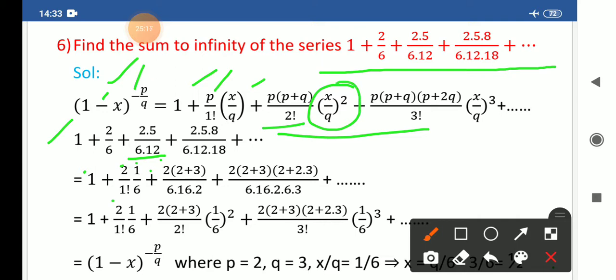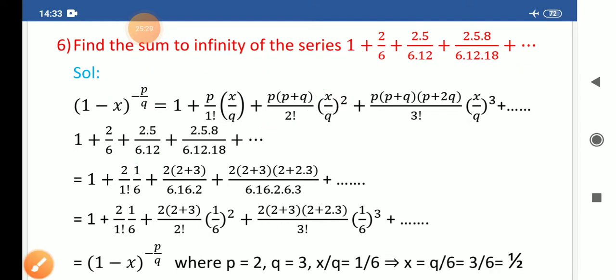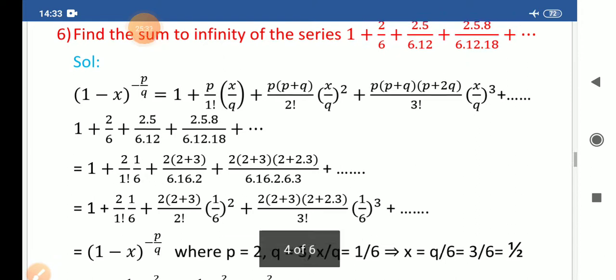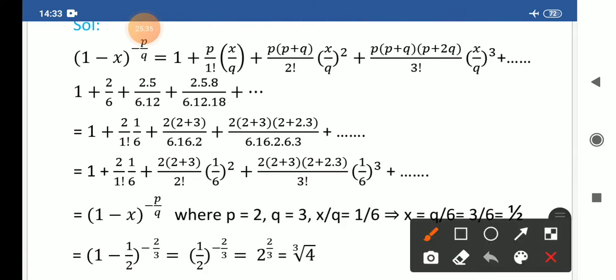You have this x by q whole square. So 1 by 6 whole square means x by q whole square, that is, x by q is 1 by 6. So for this x by q, write 1 by 6 here. Okay? Are you understanding? Clearly explaining the problem. You just apply patience. Transform this equation into this form. This first term is p by 1 factorial, there is only 2, so 2 by 1 factorial, that is nothing but 2. We write this 1 by 6 here.